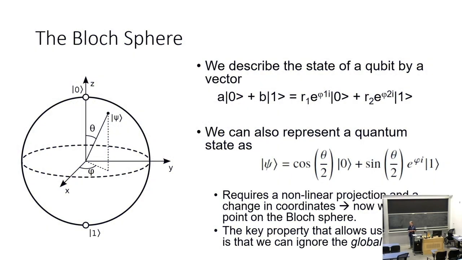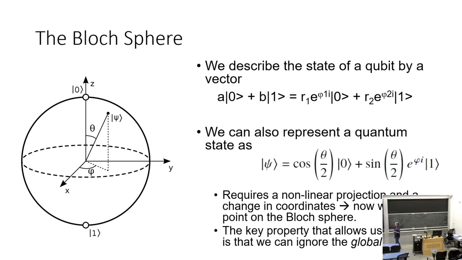So today we're going to be all on the Bloch sphere, and we're going to be thinking about moving our qubits around using single qubit gates. Just as a reminder, we describe the state of our qubit by a vector, a|0> plus b|1>, and we can also express that same vector from Euler's formula as r1 e to the i phi 1 |0> plus r2 e to the i phi 2 |1>.